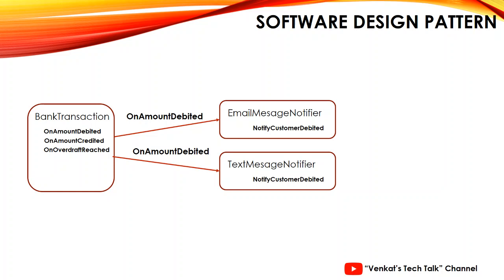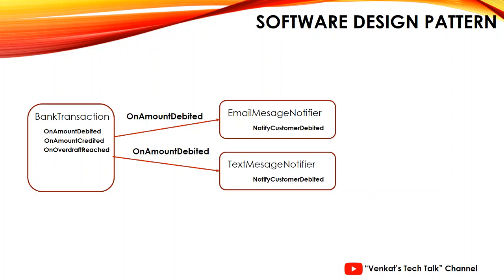Just for simplicity, to limit the scope of our example, it handles three kinds of transactions: whenever some amount is debited from the account, whenever some amount is credited, or when some overdraft limit is reached. These are the three kinds of transactions this bank transaction component handles. There are two other components in the system, a text message notifier and an email message notifier. These two components are responsible for sending notifications to the end client, the bank customer, on certain transactional events.